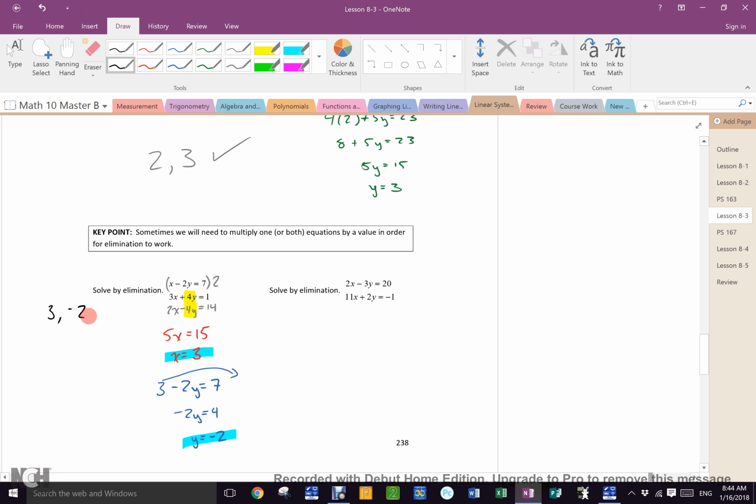Do I check it? Yes. I know I don't need to check the first one, do I? Because I just did the first one. So I just got to check the second one. What's 3 times 3? 9. What's 4 times negative 2? Negative 8. What's 9 minus 8? Is it supposed to be 1? So did we do it right? Everybody good? All right. What's weird about the second one?